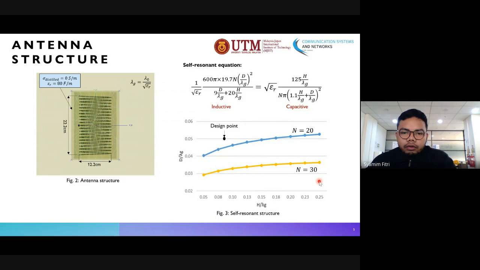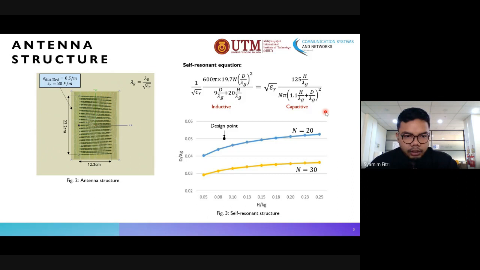For the antenna structure, the self-resonant structure is the main thing to be achieved when designing our normal mode helical antenna. The antenna structure was calculated using MATLAB software. The length H and the diameter D are normalized to the wavelength of the seawater. The self-resonance can be achieved by setting the structural parameters H, D, and N using this self-resonant equation. Based on the Wheeler equation, the empirical inductive reactance expression on the left side was obtained. Then the capacitive reactance formula was obtained on the right side after being derived using the value of C, Q, and the stored electrical energy in the NMHA.